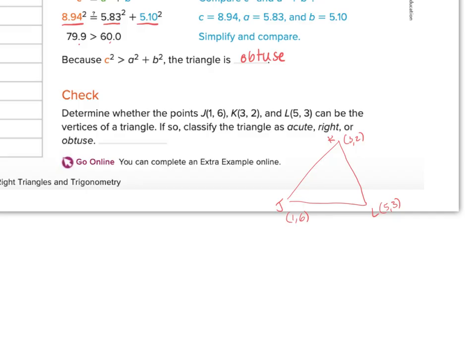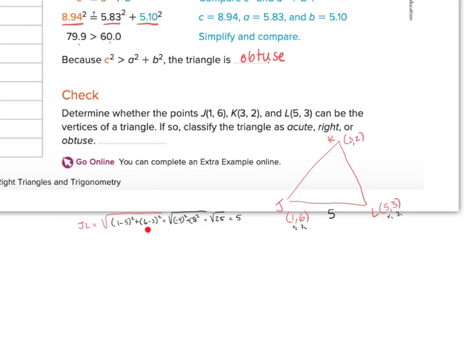So looking at this next question, it's saying determine whether these points, J, K, L, can be vertices of a triangle, and if so, classify the triangle as acute, right, or obtuse. So what I have here is I've just drawn something for reference. I've labeled my points, and now I'm going to go ahead and calculate the distance from all of these and then see what I have. So I'd encourage you to go ahead and stop the video and then check your answers.